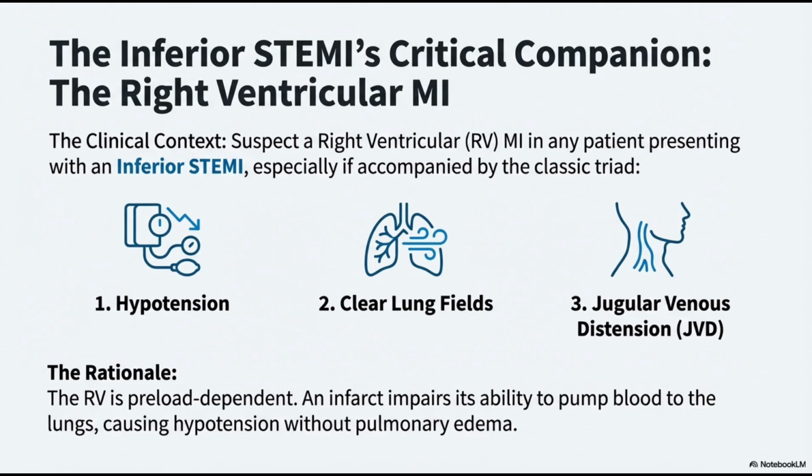And the clinical context is key here. You need to suspect an RVMI instantly if the patient shows up with a classic clinical triad. Yes, that triad is 1, hypotension, so very low blood pressure, 2, clear lung fields, meaning no fluid backing up, and 3, jugular venous distension, or JVD. Prominent neck veins. You got it. The logic behind that triad is really the ultimate clinical pearl.